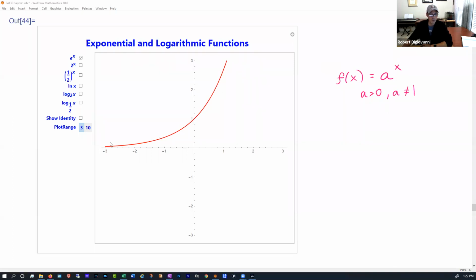They either increase as you move from left to right, right? This is an increasing function, or they could also decrease. And so you can have exponential growth, which would be the red one, or you can have exponential decay, which is the green one. Yeah, I think that's all I say about that.